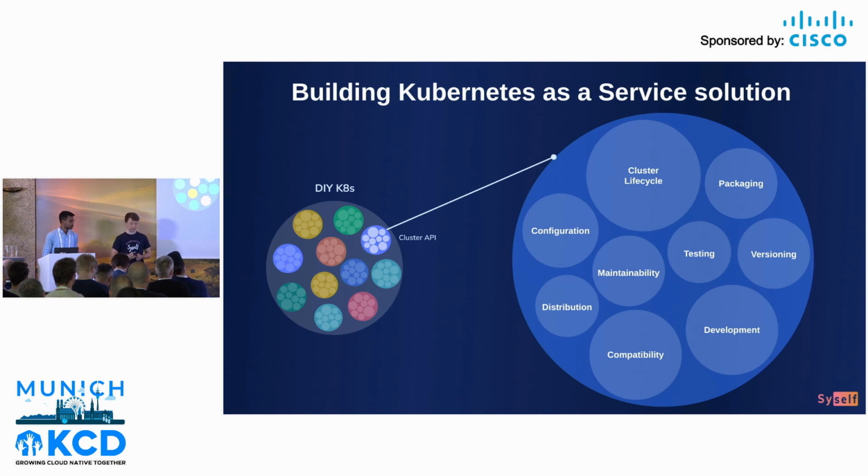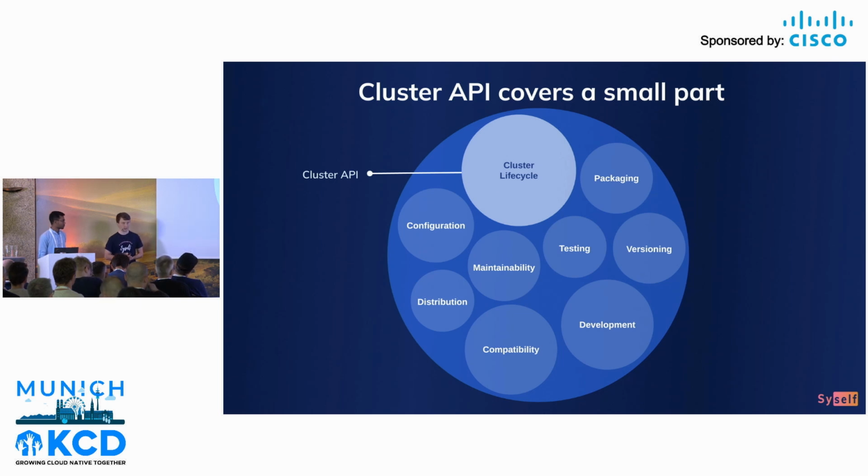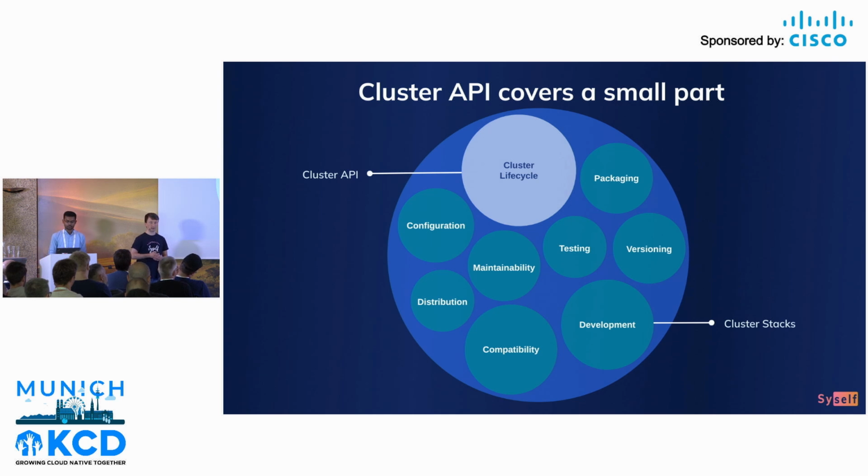Cluster API focuses on the lifecycle. So that's what Cluster API does. Cluster API does a great job in it, but also Cluster API doesn't do more than that. It has a very specific scope, and it doesn't go beyond it. It doesn't have to. But we want to build a whole Kubernetes platform, so we need to think also about the rest. And that's why we came up with the cluster stack idea.